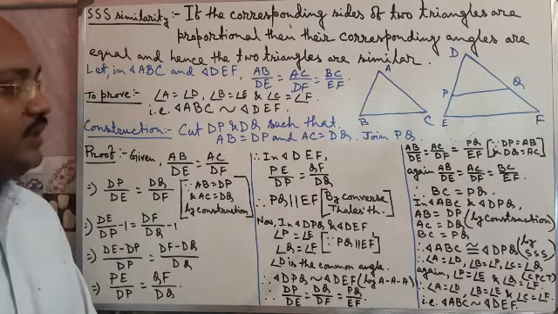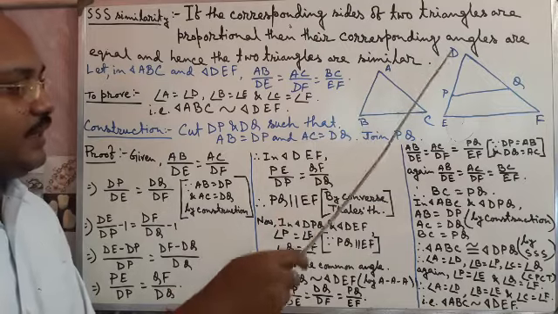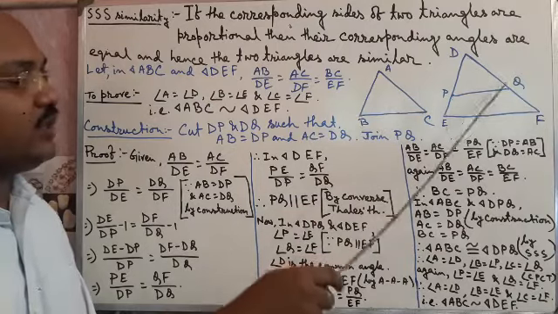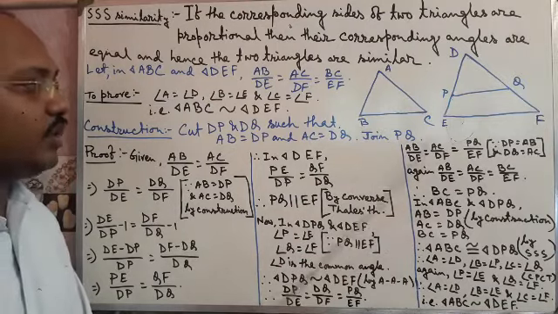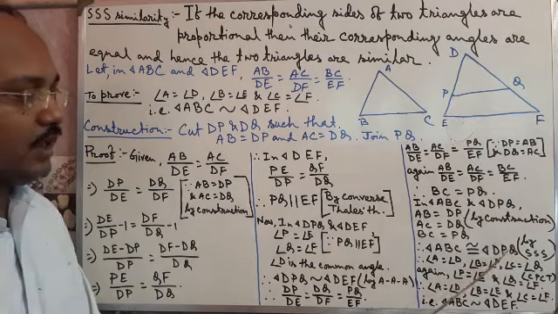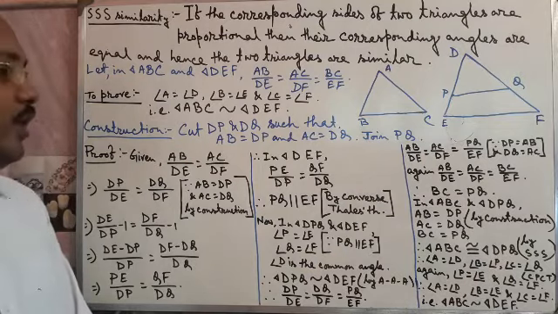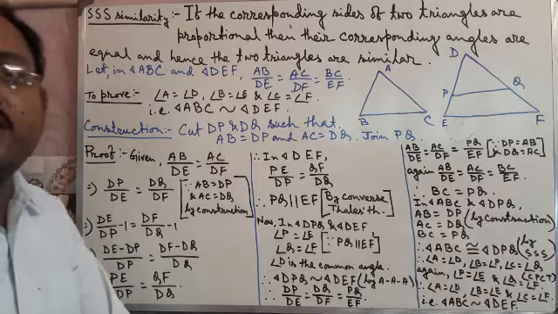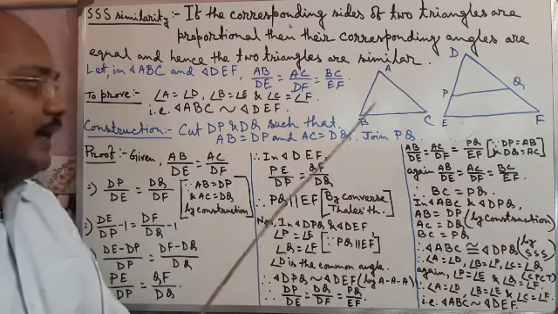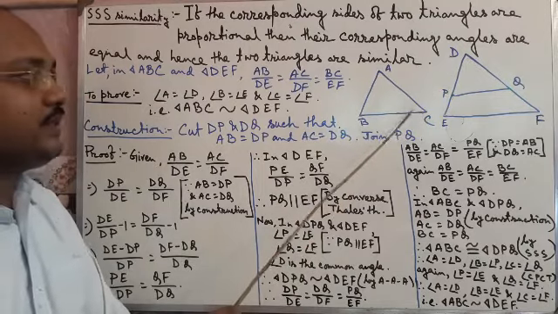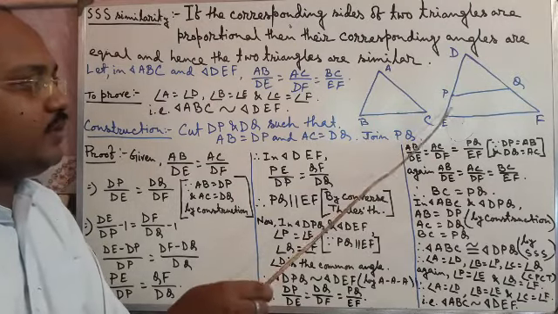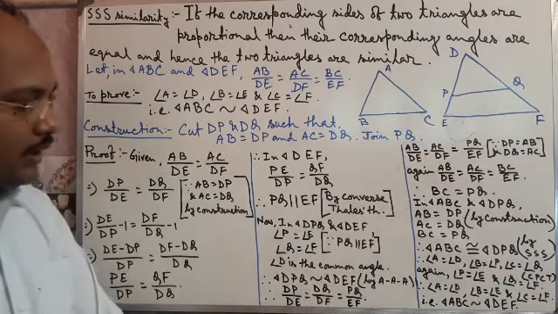Now you see in these two triangles ABC and DPQ, AB is equal to DP by construction, AC is equal to DQ also by construction, and just now we got BC is equal to PQ. Therefore, these two triangles ABC and DPQ are congruent by the side criteria. As these two triangles are congruent, all the corresponding parts are equal. That is, angle A is equal to angle D, angle B is equal to angle P, and angle C is equal to angle Q. Again, we know angle P is equal to angle E and angle Q is equal to angle F. We got that here.